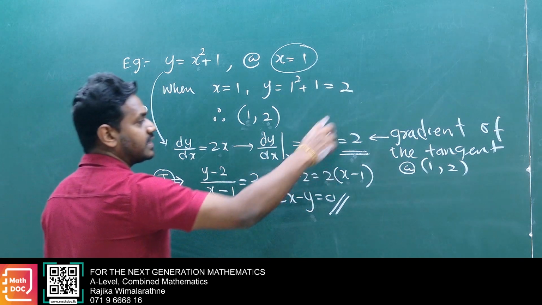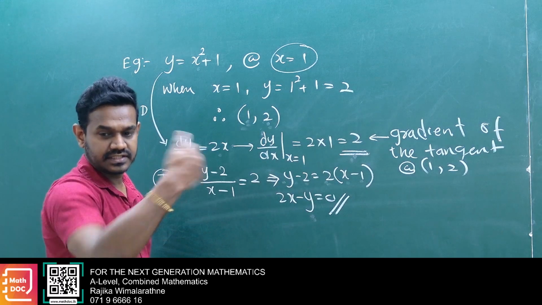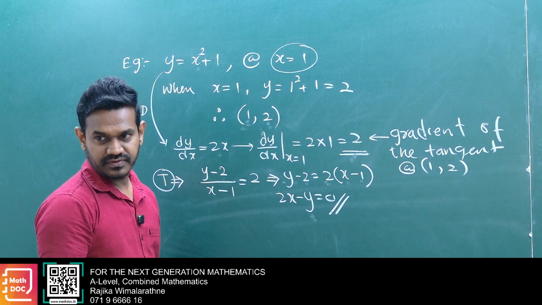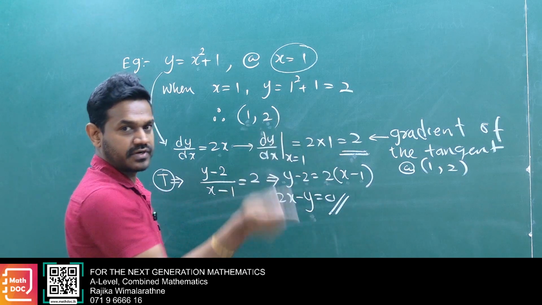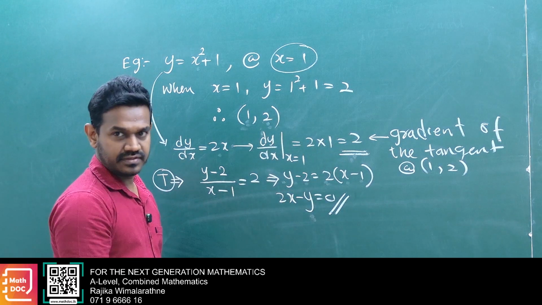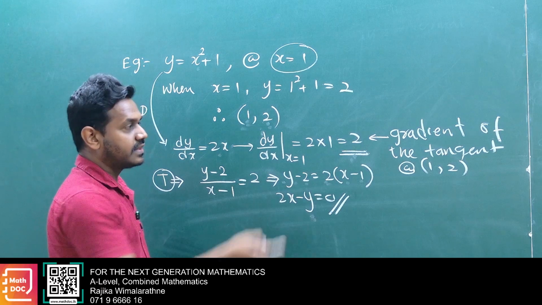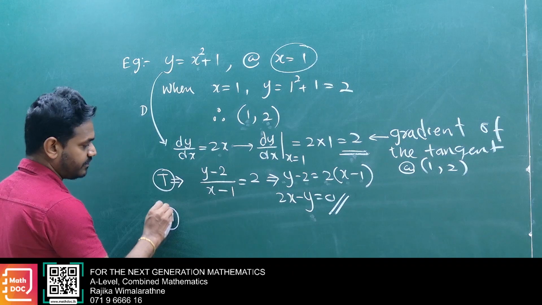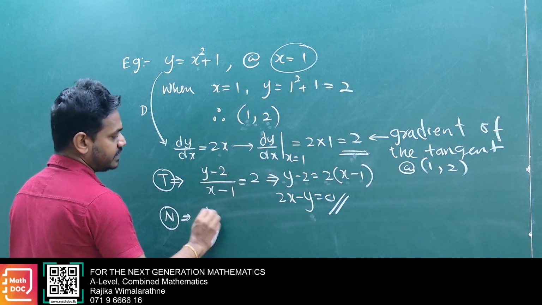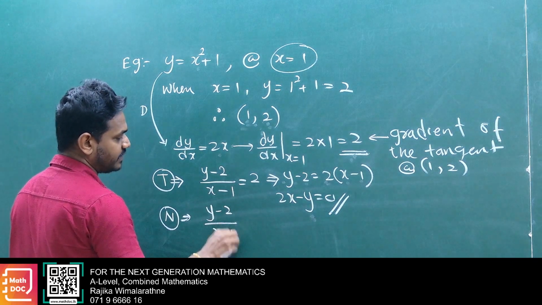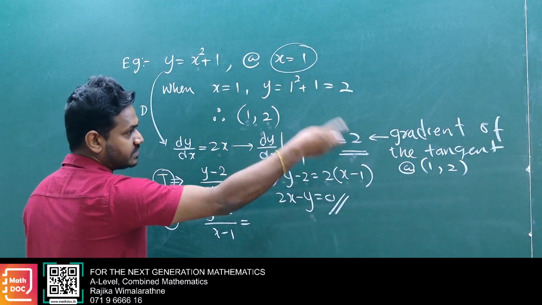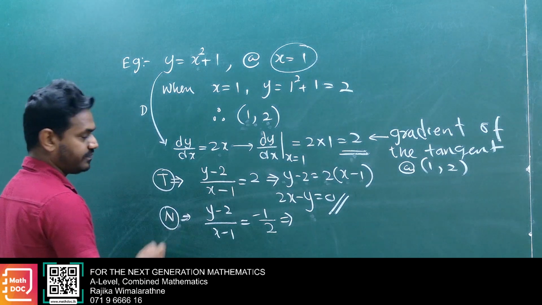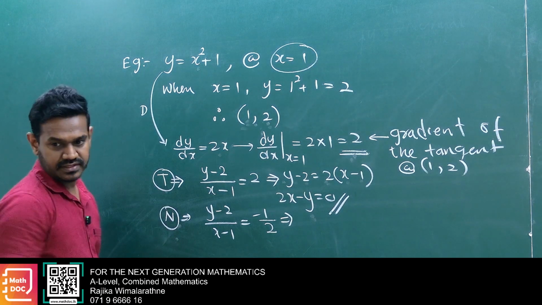Then here is the gradient of the tangent, no? Take the reciprocal, that is half, and reverse the sign, minus half. Then by that one you can write the normal. Therefore the normal equation, same point, y minus 2 over x minus 1 equals, here take the reciprocal and reverse the sign. Here is the equation of the tangent and here the normal.